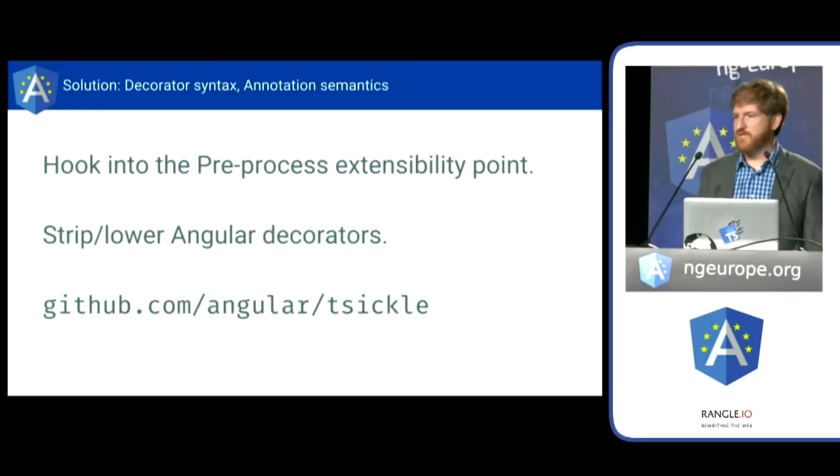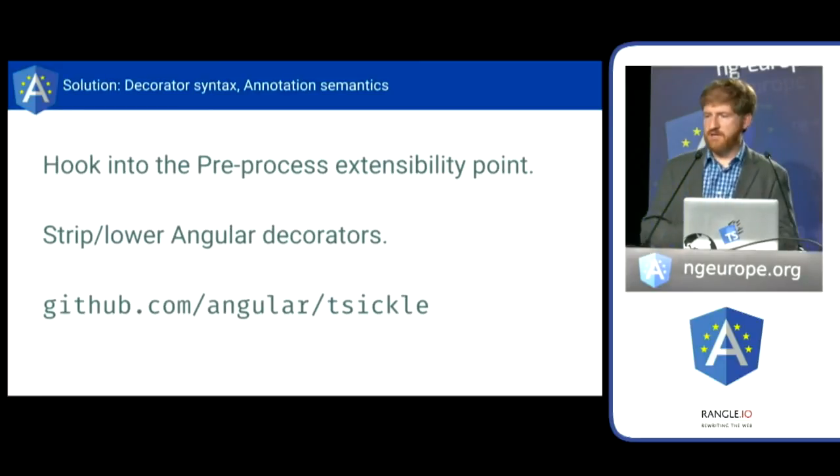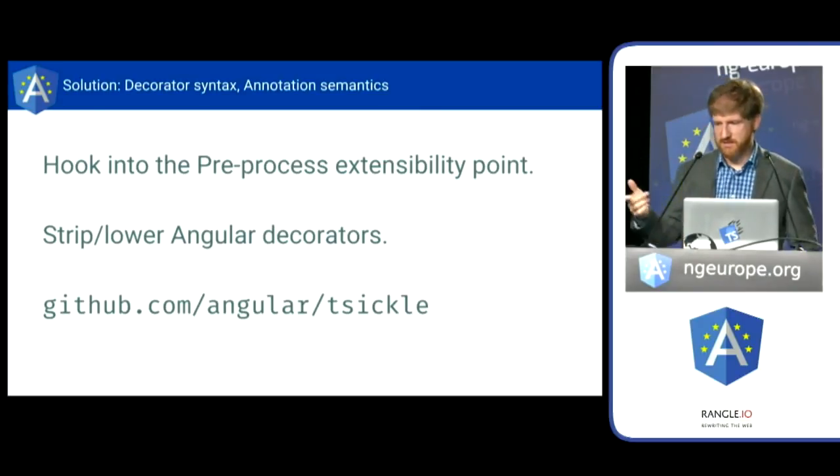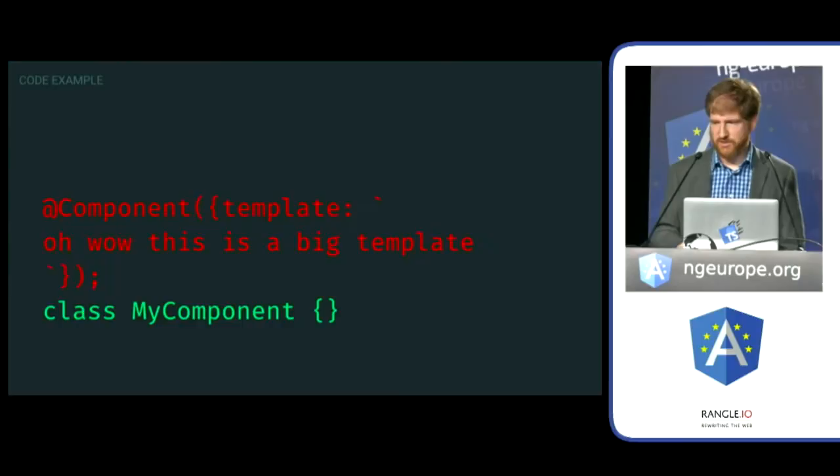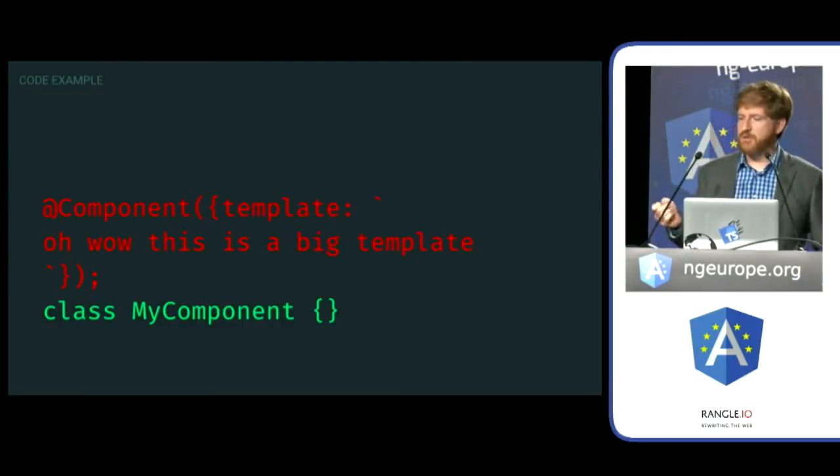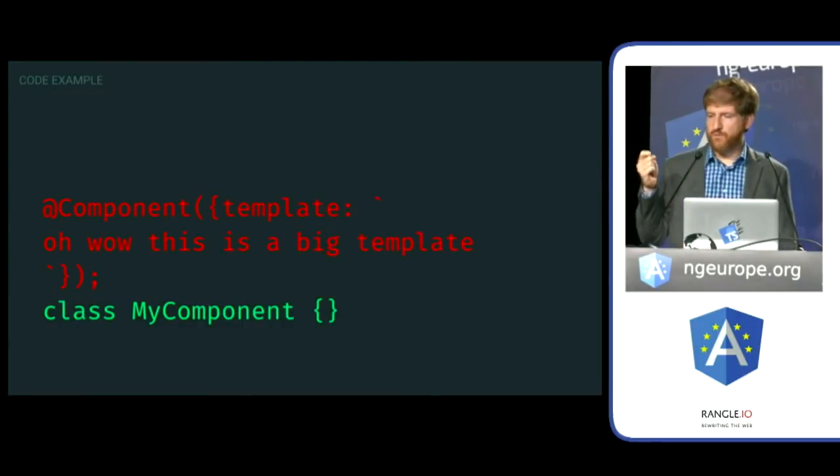So this is where we use that pre-process hook I mentioned inside of NGC, and we actually strip some of the decorators that are the Angular specific ones, or we lower them into the annotation semantics, which is just static data that still works with static analysis. There's the link on GitHub to the project where we implemented that. So for example, we can completely remove the component decorator from this class.